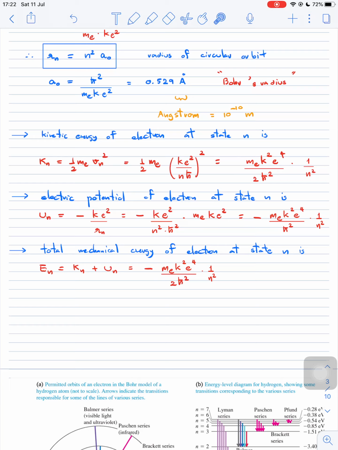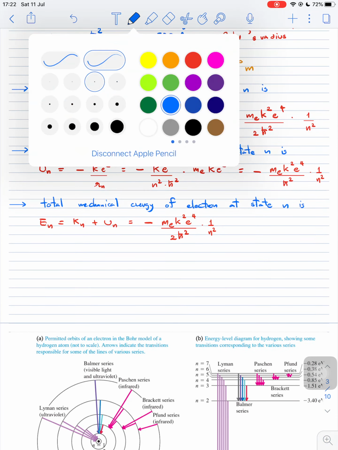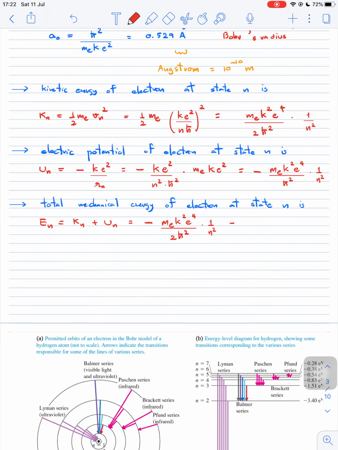Actually, these variables are just constants, so you can plug in the numbers and calculate. You will get that En is equal to negative 13.606 electron volts over n squared. So we have the n squared here.